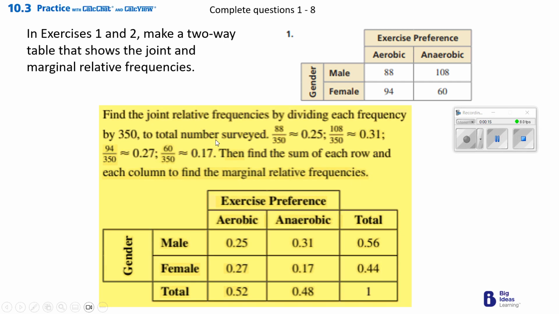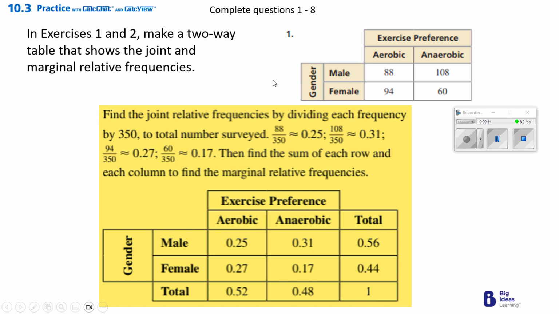You can see right here that when I take 88 and divide it by 350, I get 0.25, so I enter that there. When I take 108 and divide it by 350, I get 0.31, that gets there. We're going to keep on doing that to every one of these numbers. Then I'm going to add these numbers together to get this total, add these numbers here to get these totals. I'll add these two numbers to get this total, and these two numbers to get this total. And all these numbers on the side should equal 1.